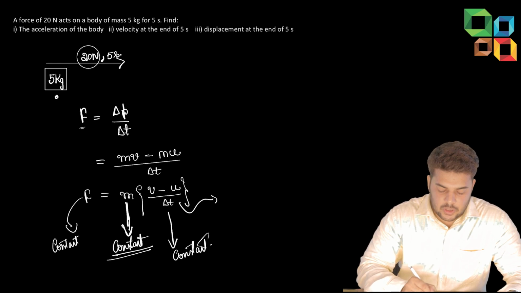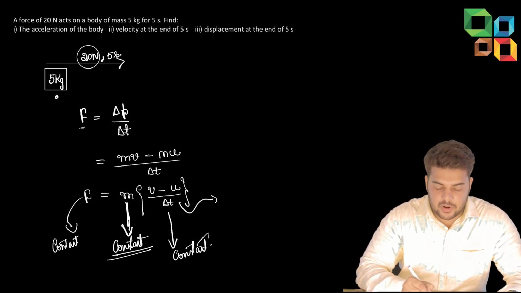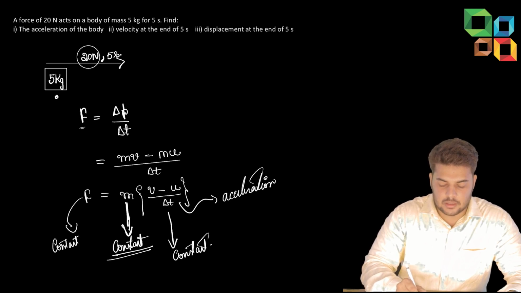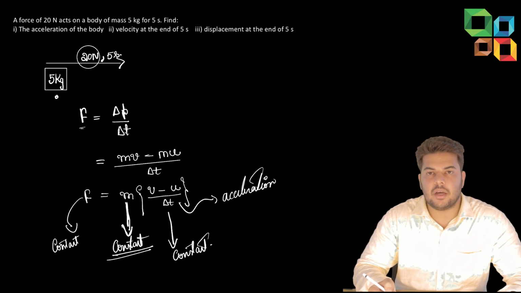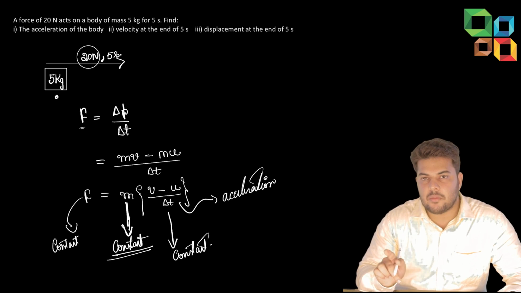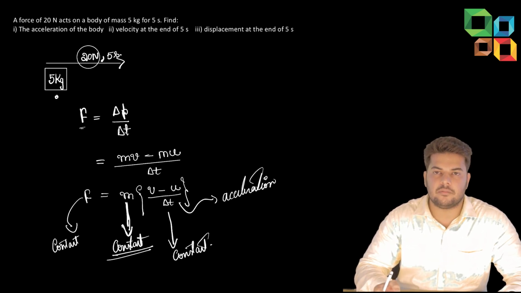So what is this quantity here? V minus u divided by delta t, and that is the acceleration of the body, isn't it? That's the definition of the acceleration of the body. When acceleration is constant, then it is v minus u divided by t. That's the first kinematic equation that you see there for constant accelerations, isn't it?